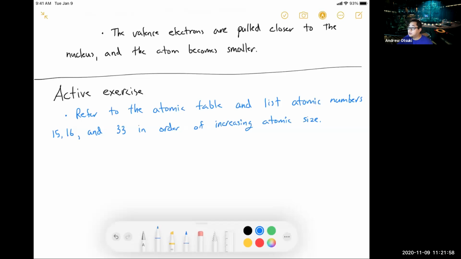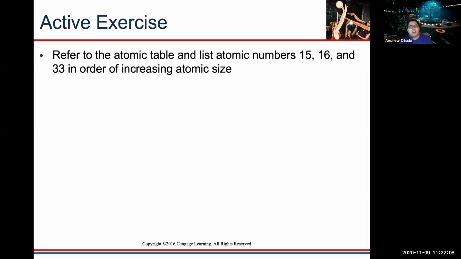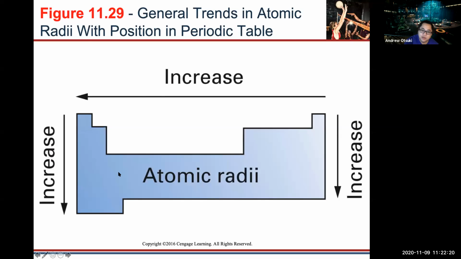Okay, so let's just go back to that chart so we can refer back to it. You'll be given the periodic table, so you can rank them according to the periodic table, but you won't actually be seeing the atomic sizes. So let's go back to that atomic table.